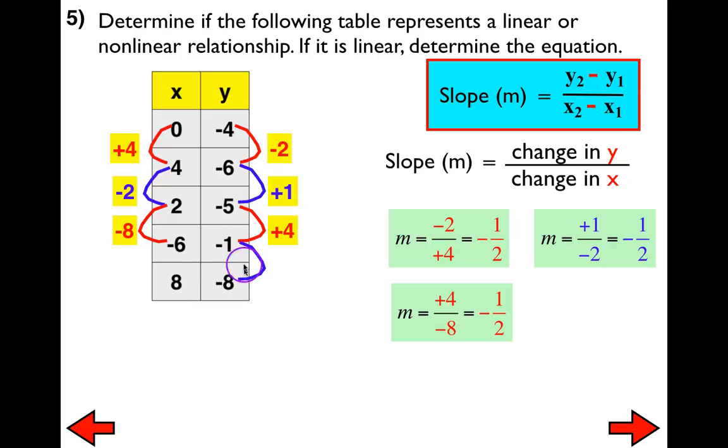Keep going. -1 to -8, you're subtracting 7. -6 to 8, you are adding 14. Check your ratios, and they are all the same.